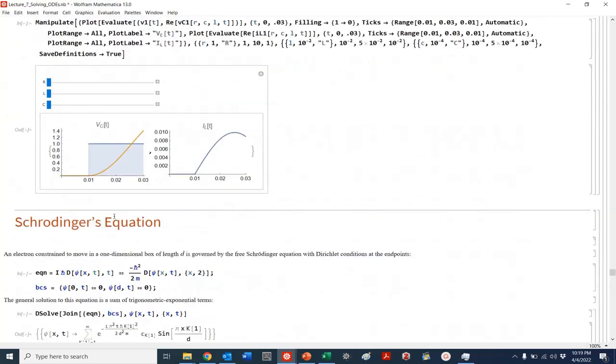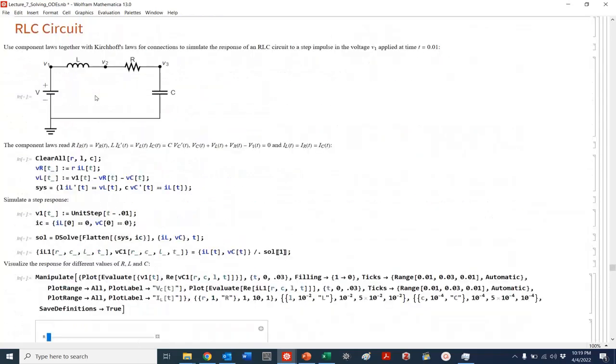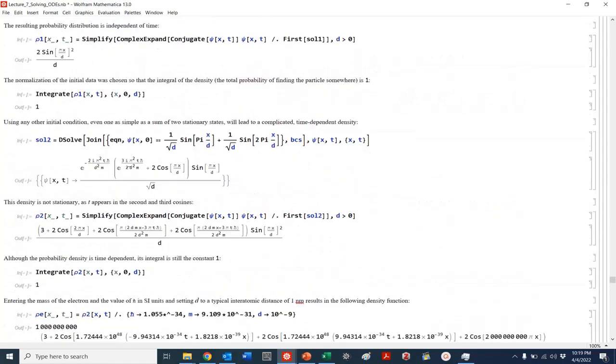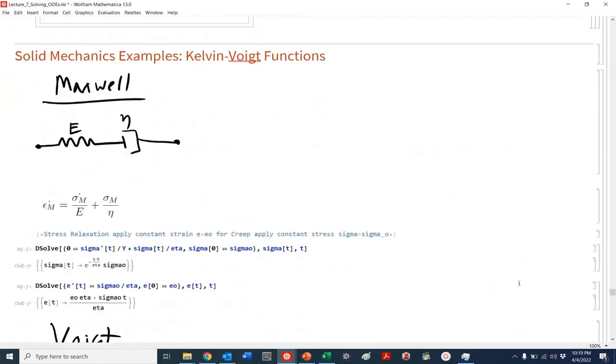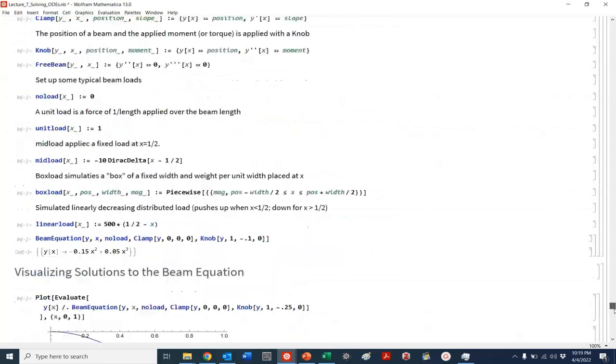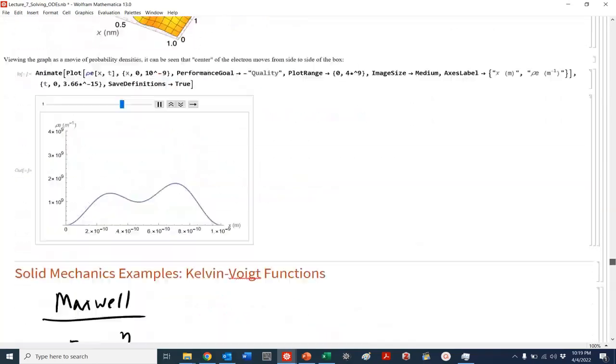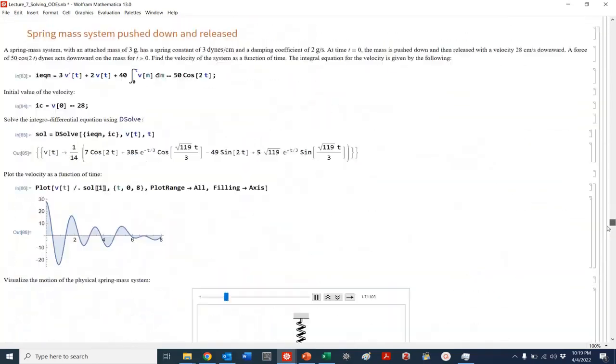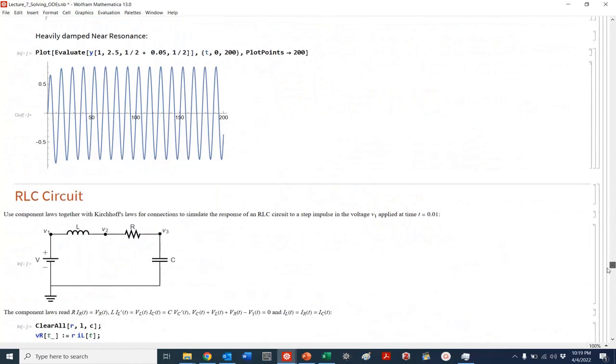You could also look at RLC circuits, and we'll get into that. RLC circuits and Schrodinger's equation next time, as well as some solid mechanics examples and some beam bending. So next time we're going to get into RLC circuits and Schrodinger's equation.